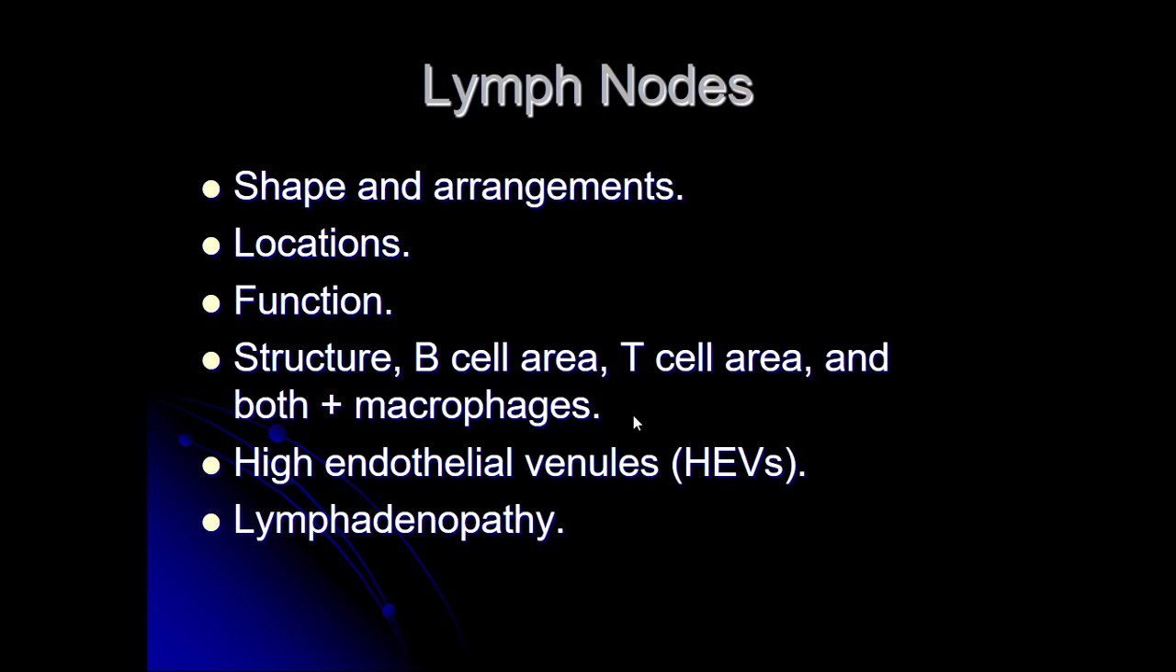So the structure of those, we can see a cortical area, the cortex and medulla, and the area between we call the paracortical area. You should know the cell location in those areas. Usually the B cells are in the cortex, the T cells in the paracortical area, and in the medulla the B and T cells are located together. We could see macrophages as well over there, so they can interact as antigen presenting cells to the T cells that are present.